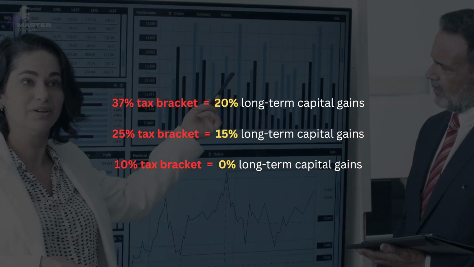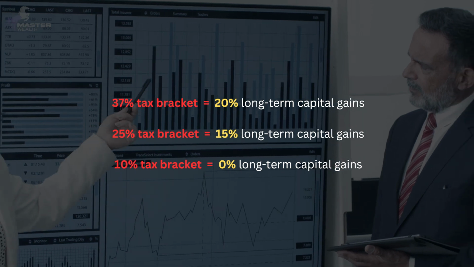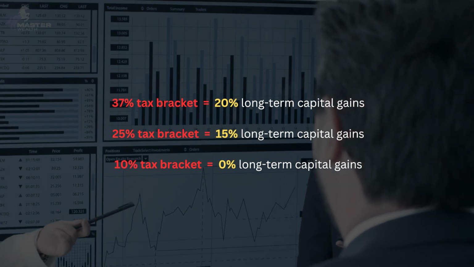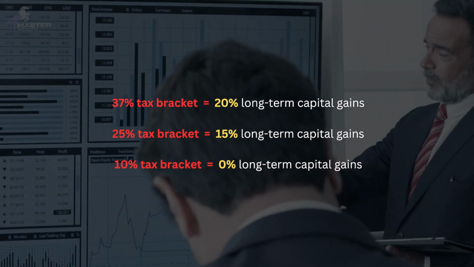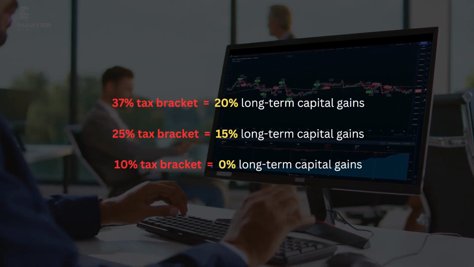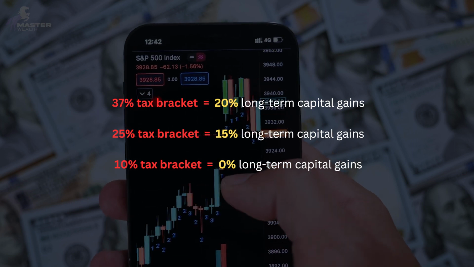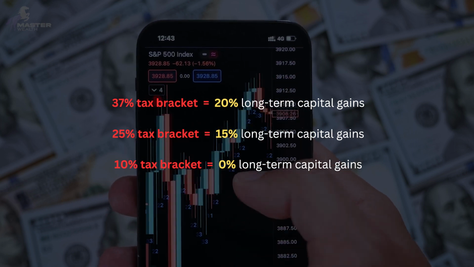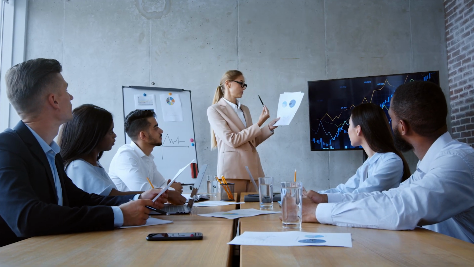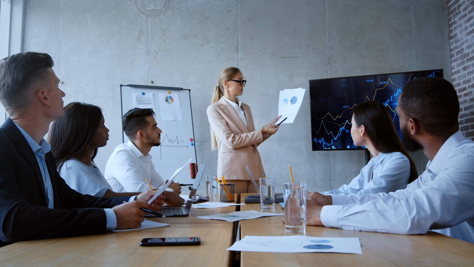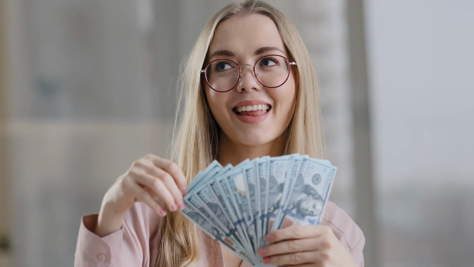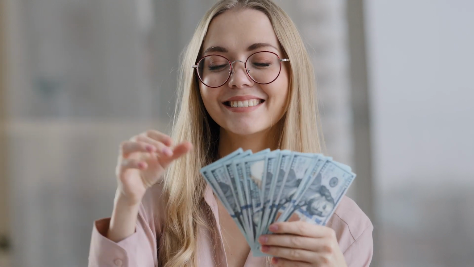If you're in the 25% tax bracket, your long-term capital gains will be taxed at 15%. If you're in the 10% tax bracket, your long-term capital gains will be taxed at a rate of 0%. So that's right, 0%. If you don't believe us, you can look up 0% long-term capital gains tax. Therefore, regardless of whichever tax rate you're in, long-term capital gains will receive favorable tax treatment. This is going to save you a lot of money, especially if you're sitting on a big winner.